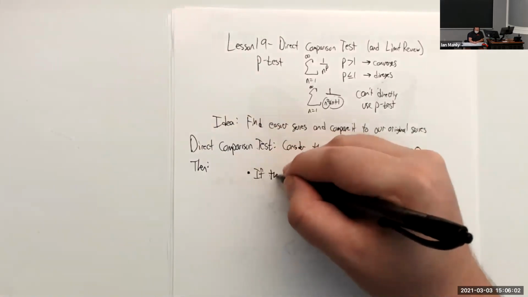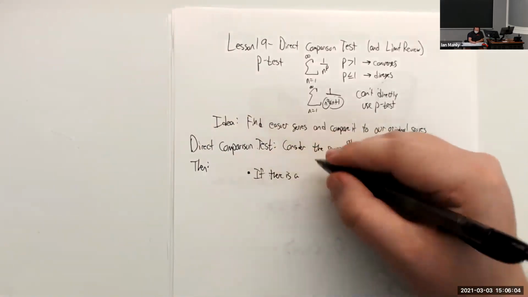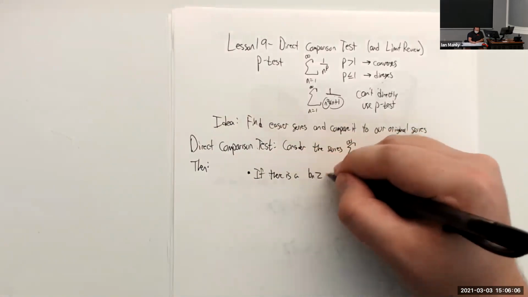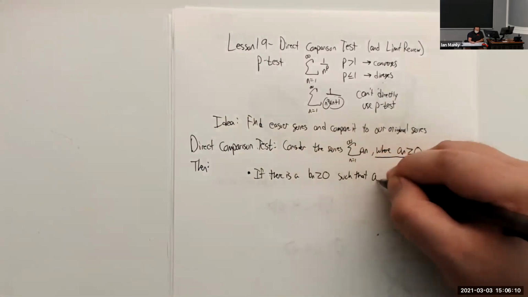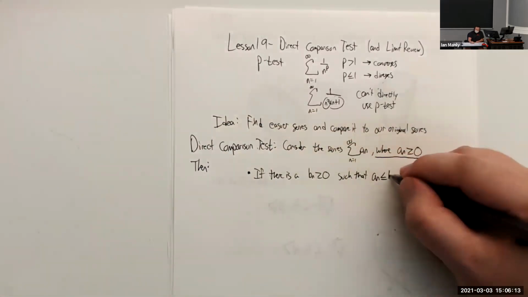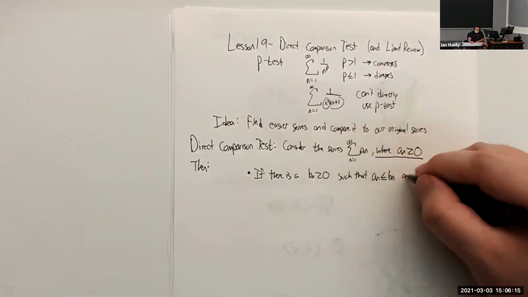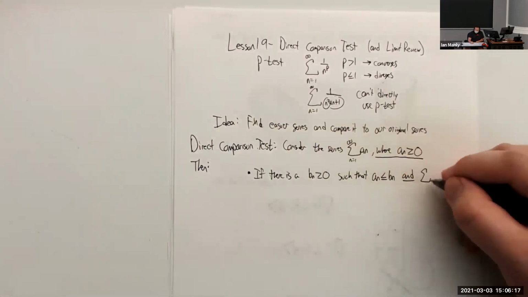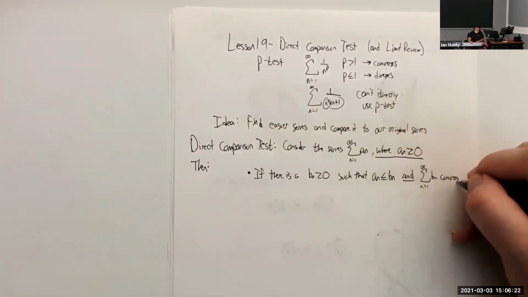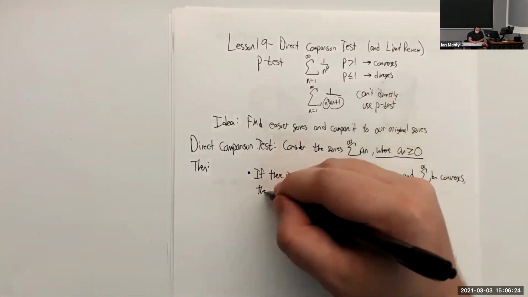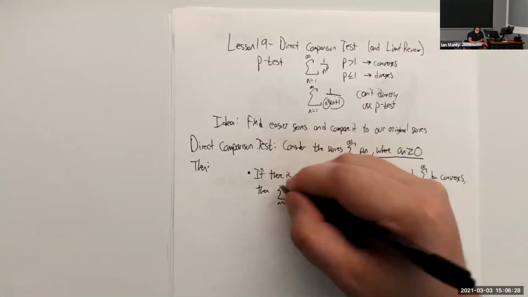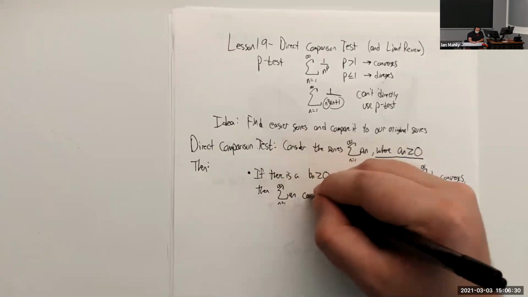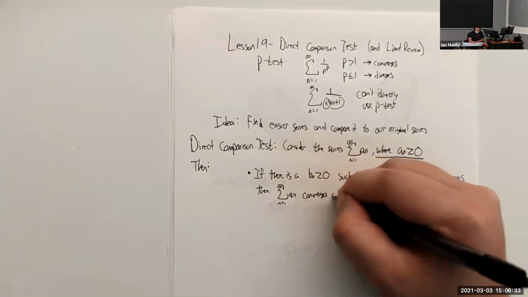If there is a b sub n, which is also greater than or equal to 0, such that a sub n is less than or equal to b sub n, and the series for b sub n converges, then the series for a sub n converges as well.